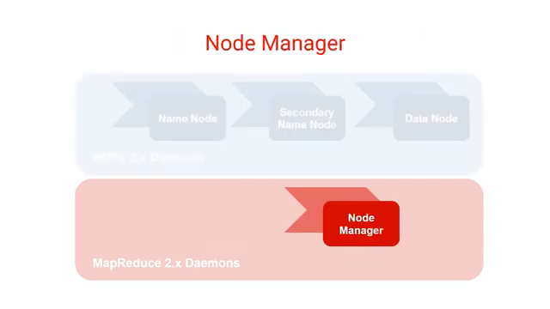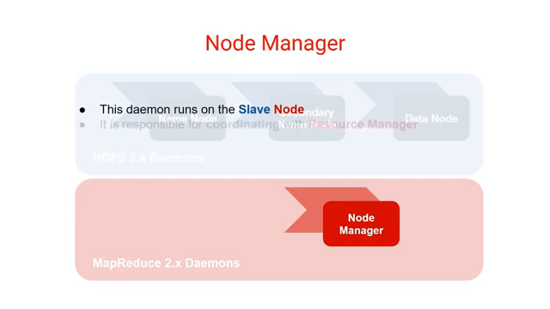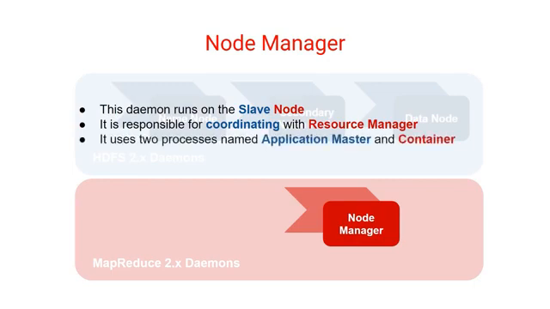Now coming to the node manager, this daemon process runs on slave nodes, normally on HDFS data node machines. It is responsible for coordinating with the resource manager for task scheduling and tracking the resource utilization on the slave node. It also reports the resource utilization back to the resource manager. It uses other daemon processes like application master and container for MapReduce task scheduling and execution on the slave node.